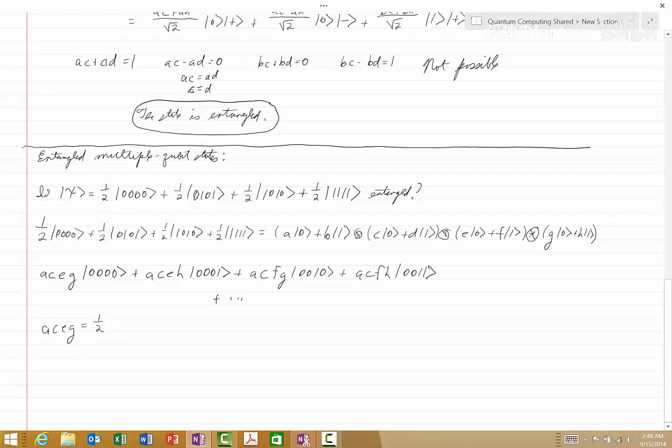Now the coefficient for 0,1,0,1, well, by looking at the right hand side, that must be A is for 0. The first one to be 0 means A. The second term to be 1 means D, so we have A, D, and then the third qubit is 0, so that's E, and the fourth qubit is 1, so that's H. So that must be 1/2.